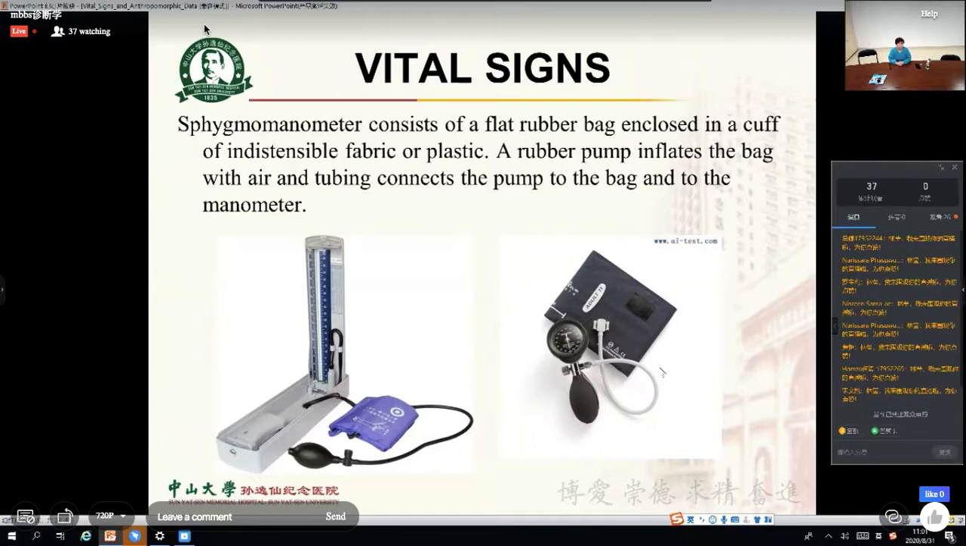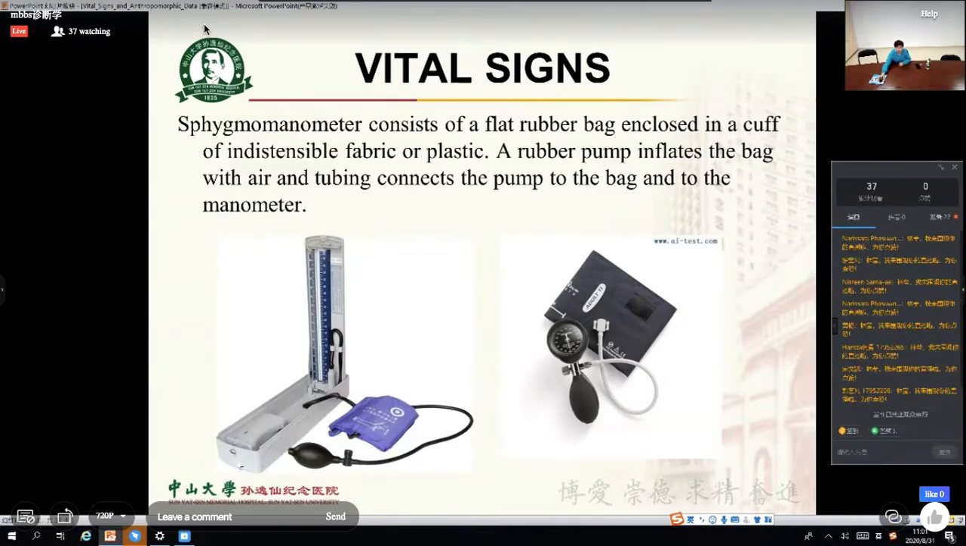The sphygmomanometer consists of a flat rubber bag enclosed in a cuff of fabric or plastic. We have two different types of sphygmomanometer. And this is the black rubber bag enclosed in a cuff, in this cuff.